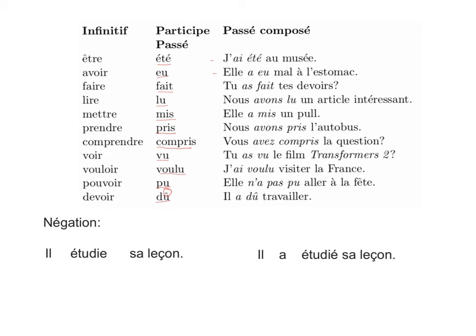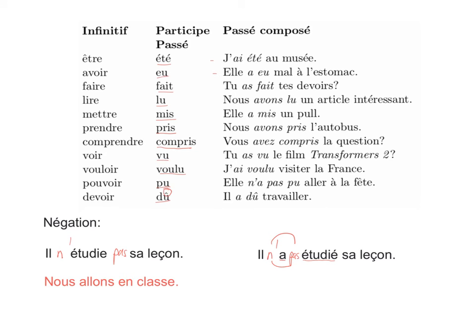Now for the negation, remember at the present tense, the negation always surrounds the verb. Il étudie sa leçon, il n'étudie pas sa leçon. At the passé composé, it actually surrounds the auxiliary verb avoir. Il n'a pas étudié sa leçon. So your verb at the past participle is not included in the negation. Negation surrounds the auxiliary avoir.